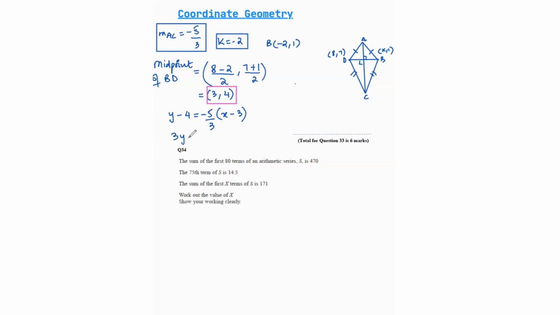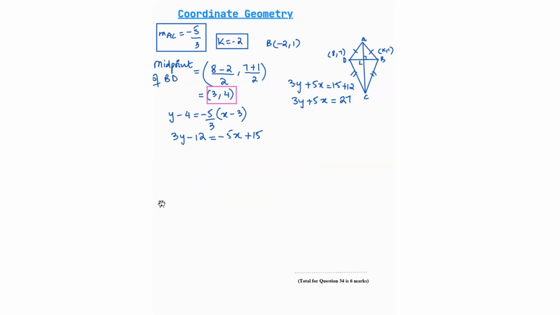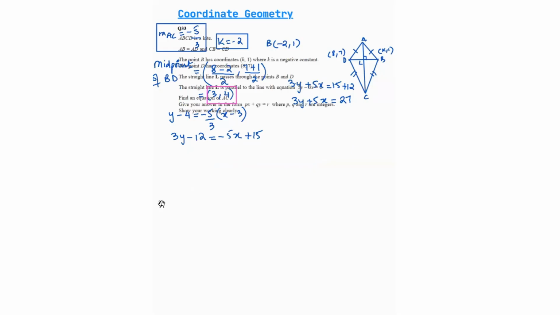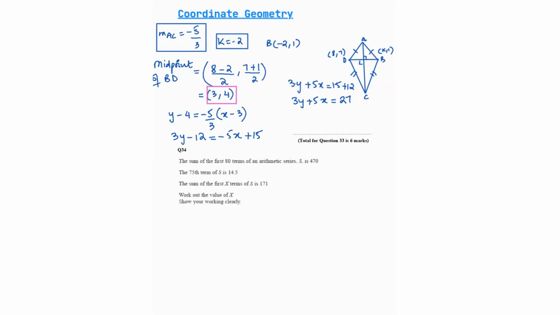Cross multiply: 3y minus 12 equals negative 5x plus 15. Expand the brackets. So 3y plus 5x equals 15 plus 12, which is 27. They wanted the equation in px plus qy equals r format. So this is your final answer.